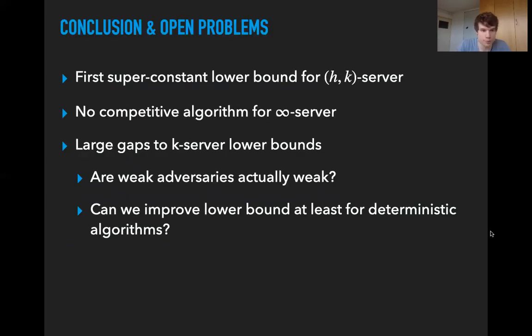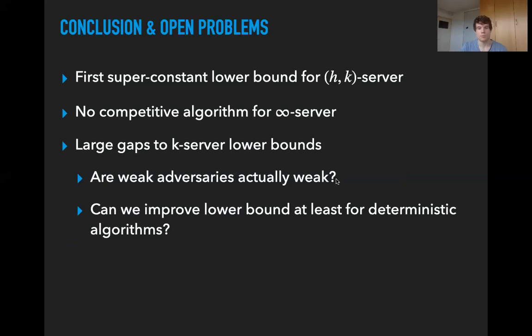Okay, so let me conclude. We've seen the first super constant lower bound for the HK server problem, which implies that there exists no constant competitive algorithm for the infinite server problem. But there are still some significant gaps between the lower bounds we've shown and the bounds that we have in the classical non-augmented setting. So one question one could ask is, are weak adversaries actually weak? Or is it still possible to have an algorithm that uses extra servers and beats the quality of the algorithms that we have that don't use these extra servers?